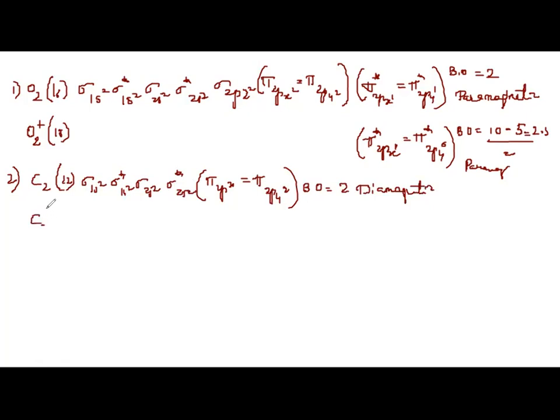C2 to C2 plus. So it is 11 electrons. One electron loss, so everything remains the same. Pi 2px will have two electrons, whereas pi 2py will have only one electron because one electron should be removed. Bond order: 2, 4, 6, 7. 7 minus 4 by 2. It is 3 by 2. It is 1.5. Correct? And it is paramagnetic.